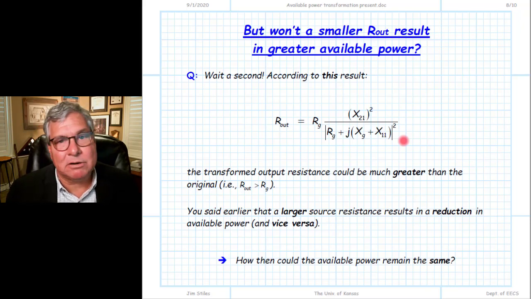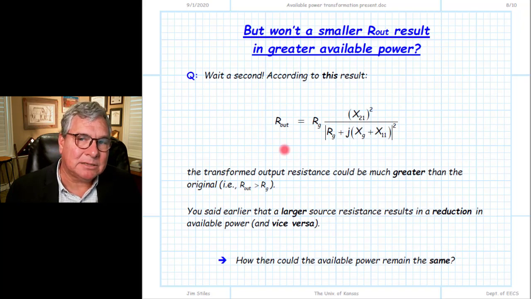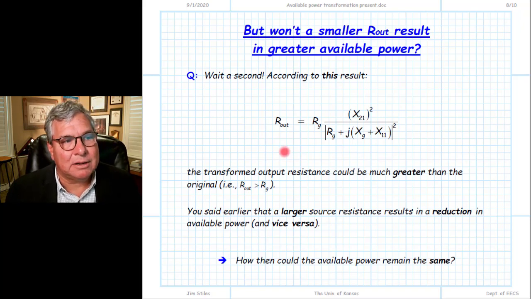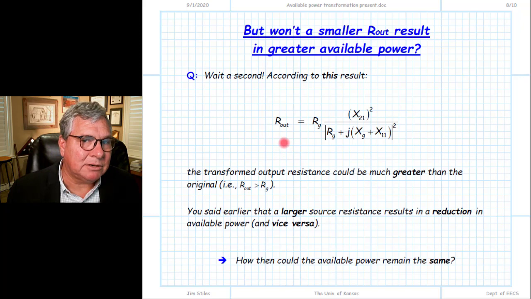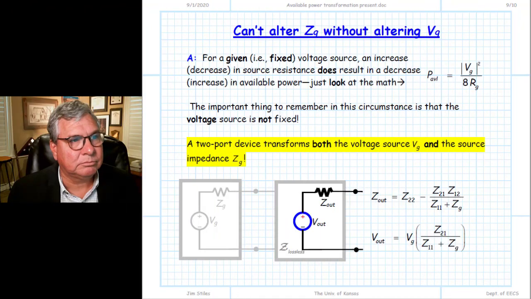And it appears that with a two-port device, we can transform the output impedance from one with a fairly significant source resistance into one that perhaps has a very small source resistance. If we did that, it seems like it would increase the available power of our source. Isn't this a way of changing our source impedance such that our available power can be increased? But it turns out there's a catch.